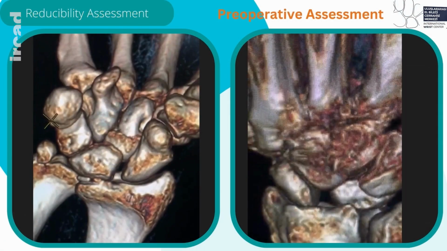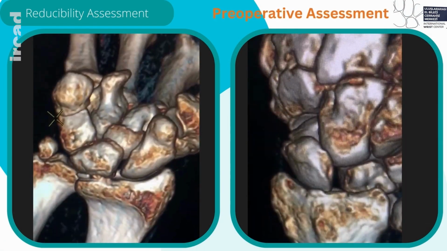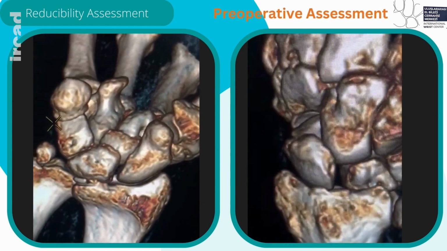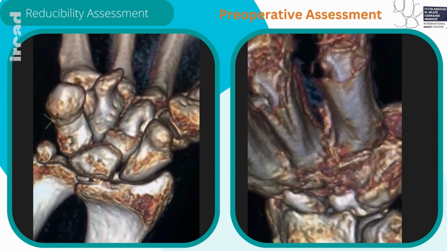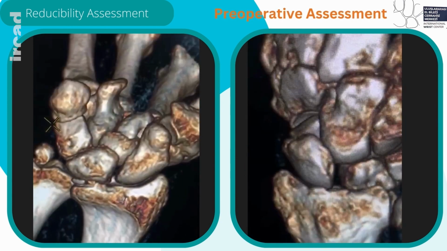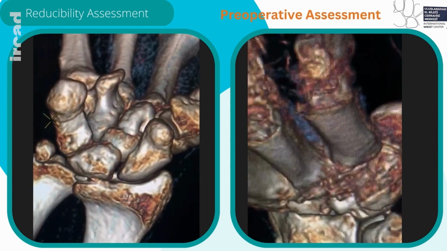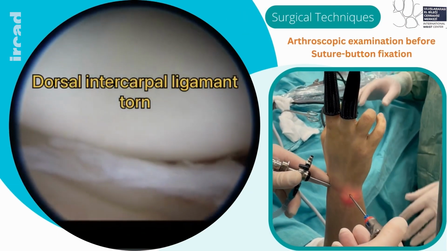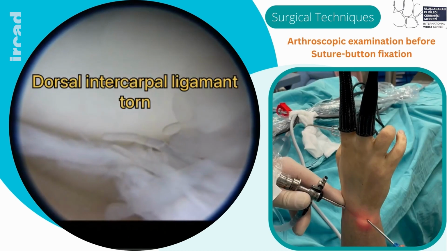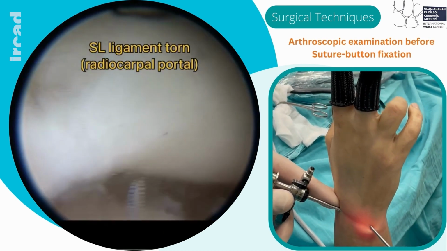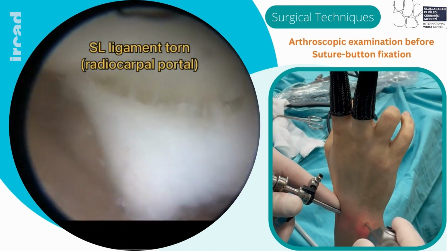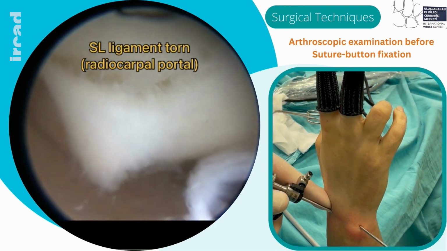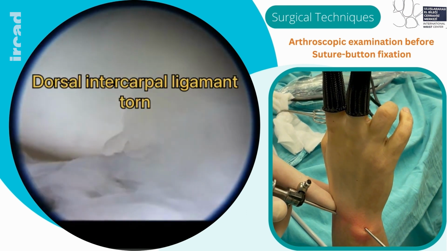This technique is contraindicated in irreducible carpal malalignment or degenerative changes in the midcarpal or radiocarpal joints. The reducibility can be assessed by performing a 4D CT assessment preoperatively. Examination of the radiocarpal joint with the standard 3-4 and 6R radiocarpal portals shows that the dorsal intercarpal ligament was torn and SL ligament torn over the radiocarpal joint.